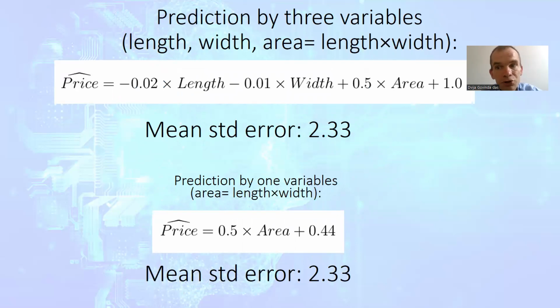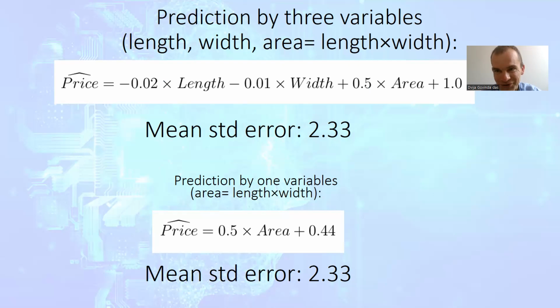However, if we add an additional parameter, which is the area of the house in square meters, a product of length and width, and apply linear regression for the three parameters, we get the following dependence, which is shown at the top of this slide. So price depends on the length with coefficient minus 0.02, also on the width with a coefficient minus 0.01, and on the area with the coefficient of 0.5, and also a free term which is equal to $1,000.